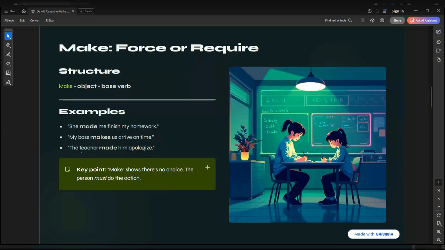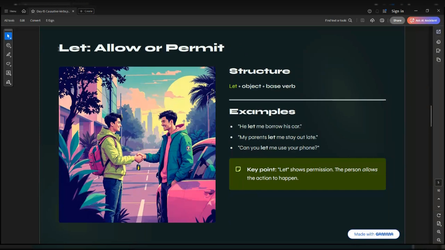Don't worry, I will be covering everything little by little. Allow or permit. What is let? Let means to allow or permit. Let plus object plus base verb. For example, he let me borrow his car. Let, object is me, borrow is the base verb. So he let me borrow his car. He is allowing me to borrow his car.